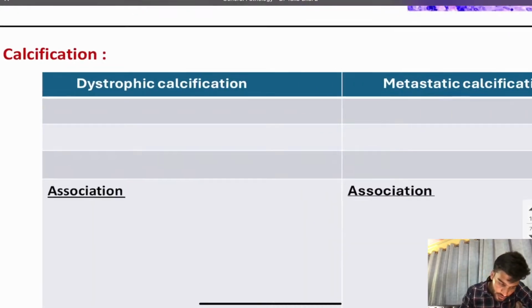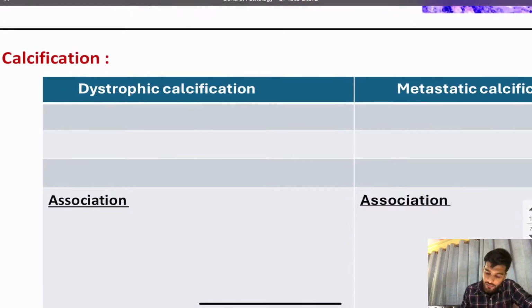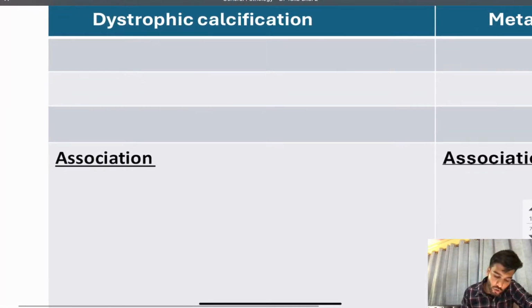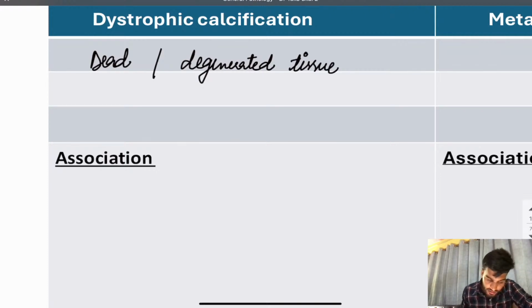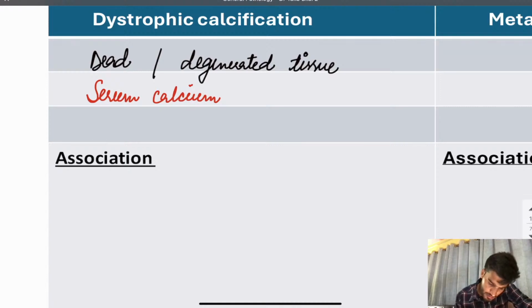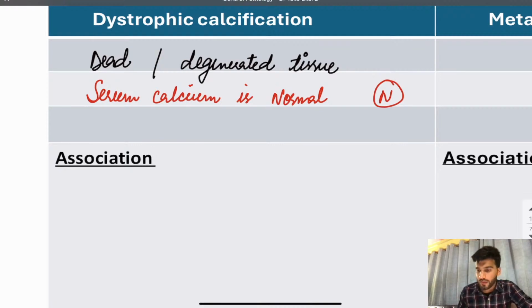Now, guys, let's move to calcifications. We have two types of calcifications: dystrophic calcification and metastatic calcification. Dystrophic calcification is seen in dead or degenerated tissue. D for dystrophic, D for dead or degenerated tissue. Serum calcium is normal, and it's usually localized.